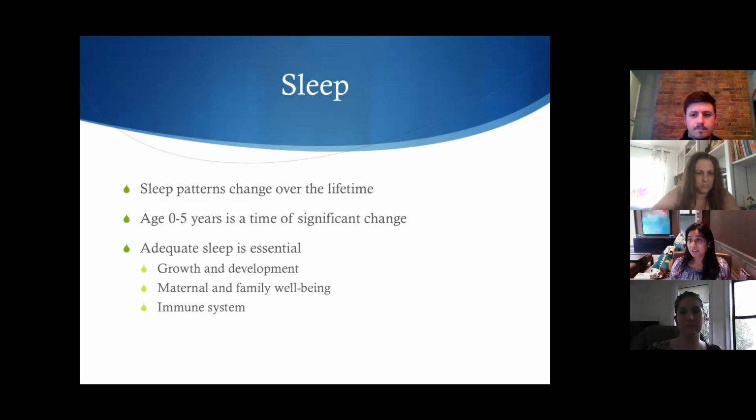It actually has really important effects on your immune system as well. So even just developing certain antibodies and being able to fight off infections has been shown to be connected to good sleep as well. Another thing I didn't add here, but memory and attention skills, those are all things that are also impacted by sleep, and another good reason to promote healthy sleep habits as early as possible.